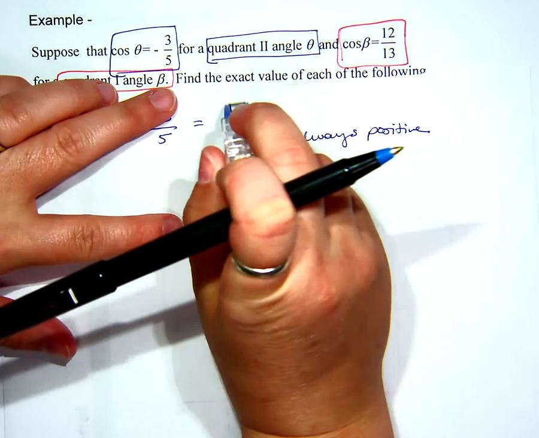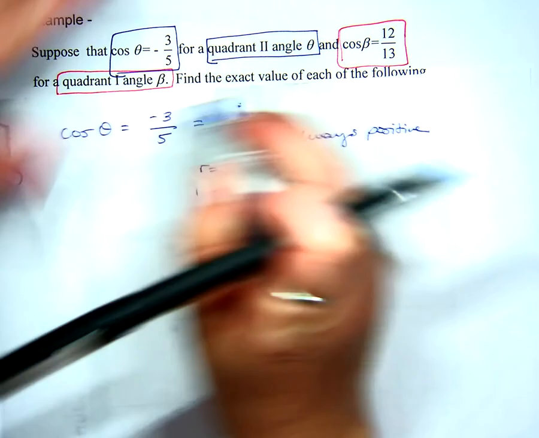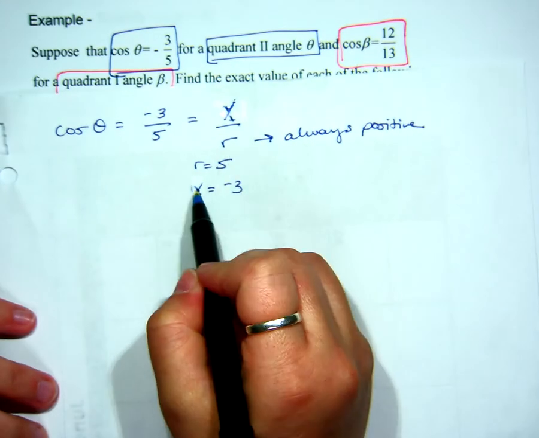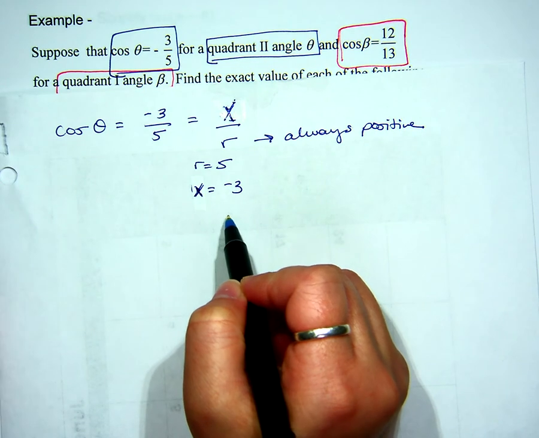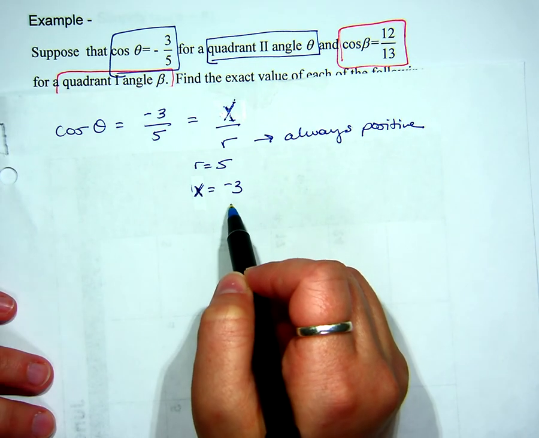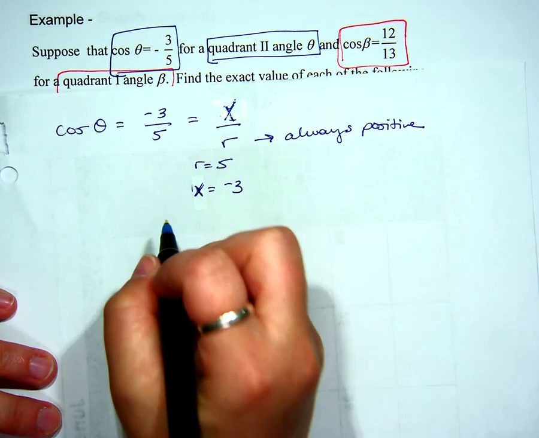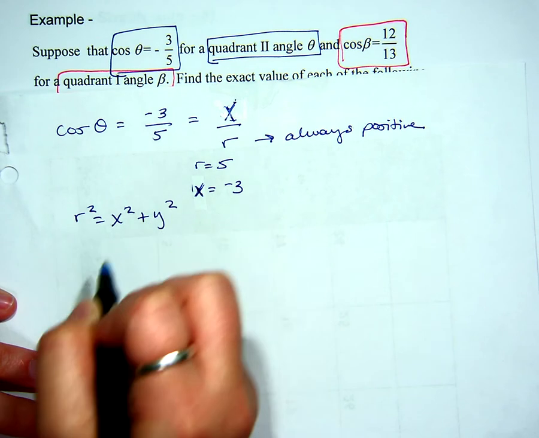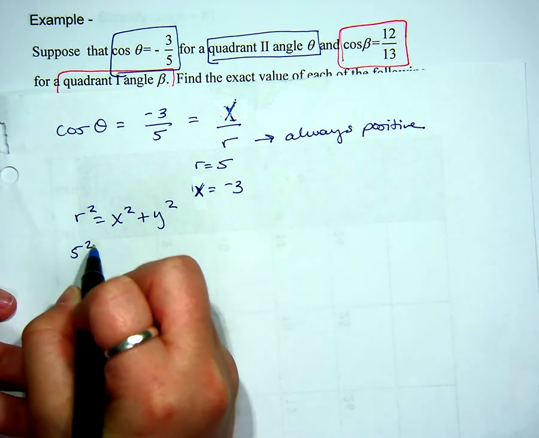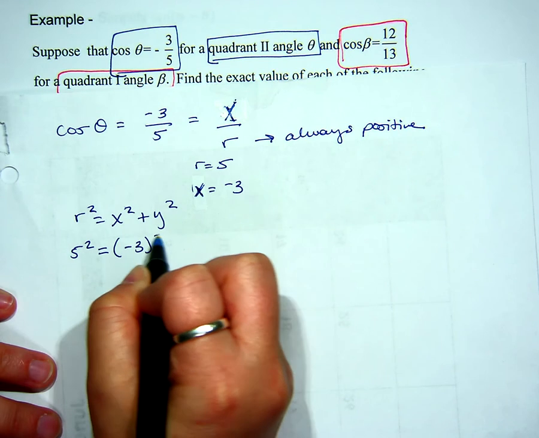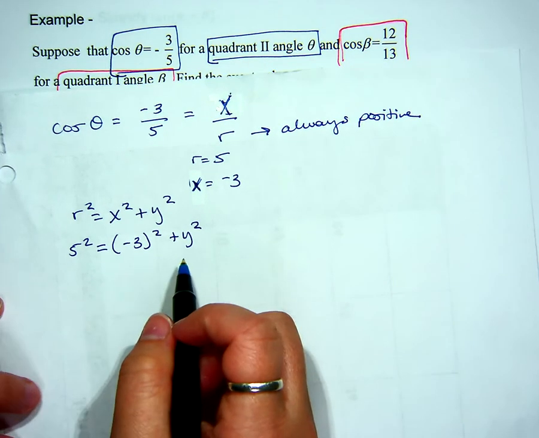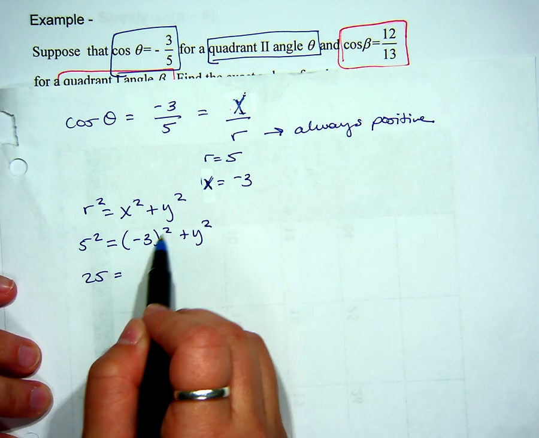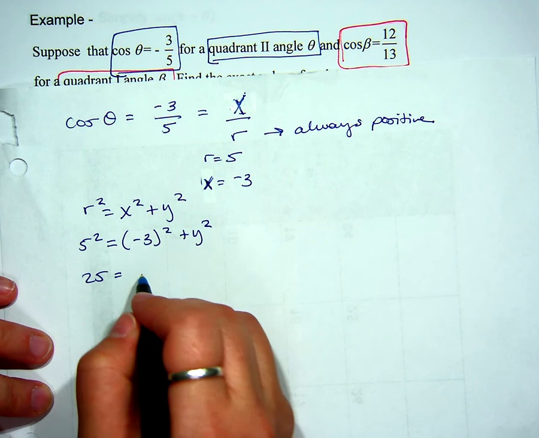Oh, I'm sorry. Okay, cosine's x over r. Let me fix this up. One of those mornings. Okay, there we go. So it's x over r. x is negative 3. That means I have to go figure out what y is. Now, the equation I'm going to use to figure out y: r squared is x squared plus y squared. Well, I know r is 5, so that's 5 squared. I know x, that's negative 3 squared plus y squared. Please be careful. 5 squared is 25, but please note that I'm taking the negative 3 and squaring it, so please be careful, that is a positive 9.